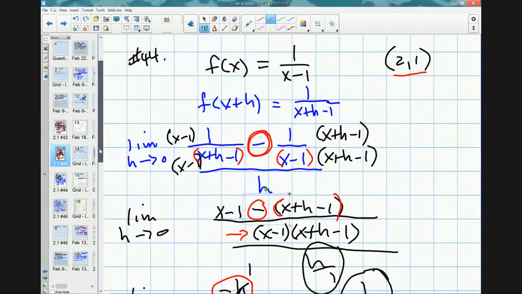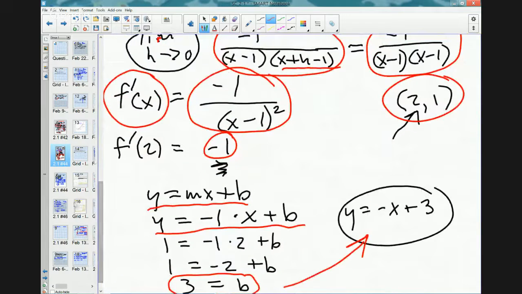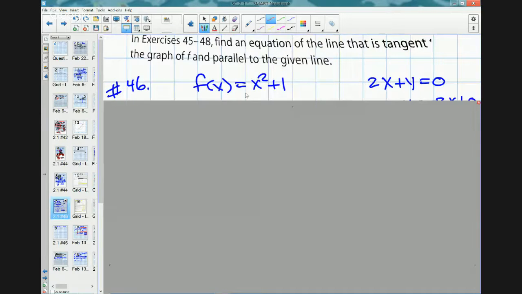Let's take one that's nicer behaving than both of those. Okay, it's a good old polynomial. No denominators, no roots.